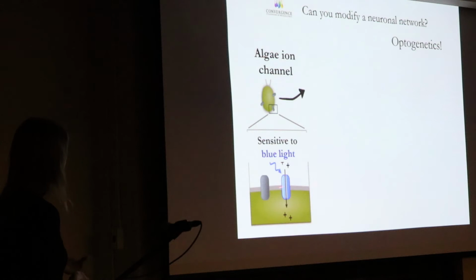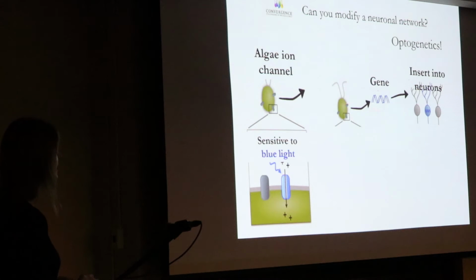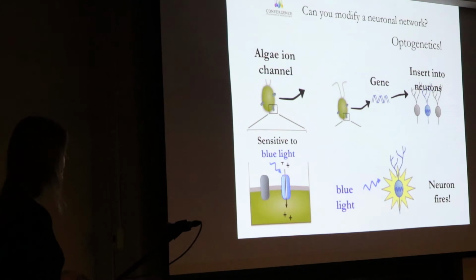For this ion channel, the key to the lock is not a neurotransmitter or voltage like the calcium voltage gated channels. It's blue light. So if you shine blue light on those ion channels, then they open and they let in ions. And this way you can basically activate your cell. So what people did is take those channels, put them into neurons, and this way when you shine blue light on the neuron, it fires, and you can control the network.